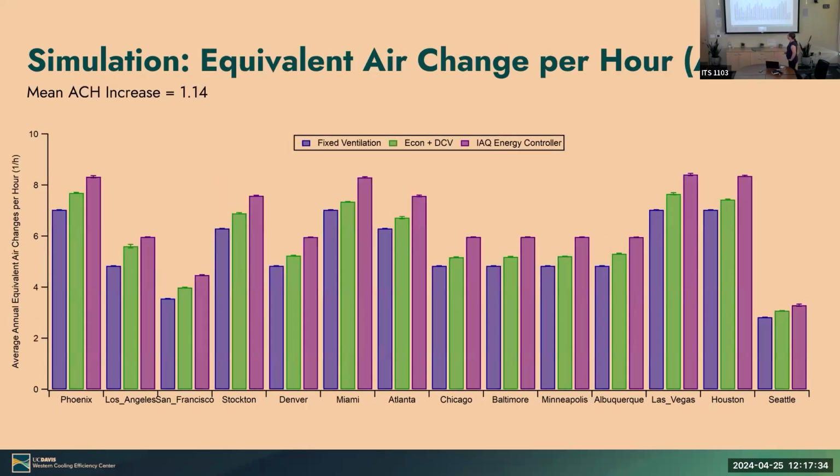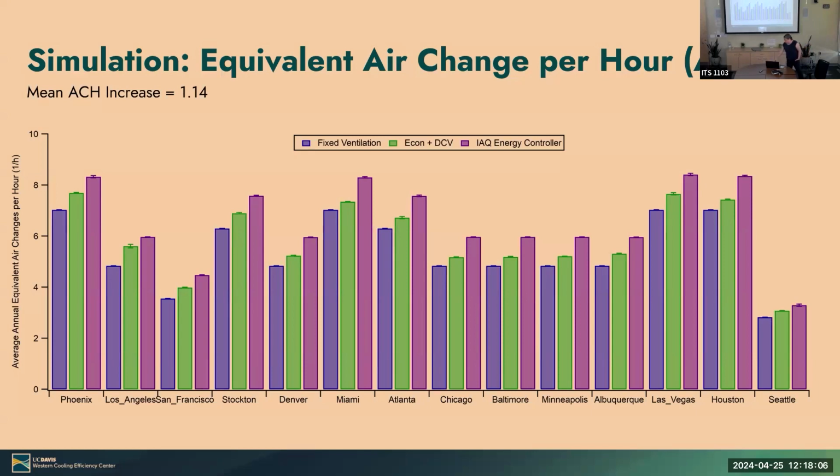And lastly, one of the big targets here, I should mention this is funded by Flu Lab. Their goal is to reduce infectious disease transmission. Going from the fixed ventilation scenario to the IAQ controller, I'm able to get a mean increase of air changes per hour, essentially a 1.1 increase in air changes per hour, while saving a little bit of energy and essentially being neutral on PM 2.5.